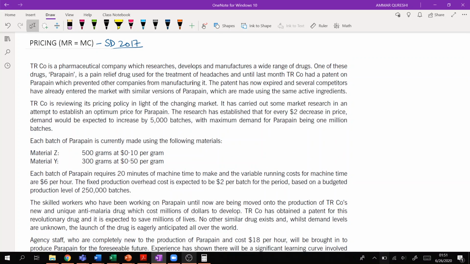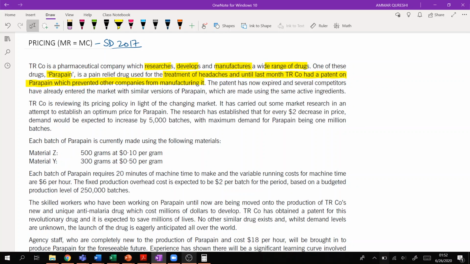Now, TR Company is a pharmaceutical company which researches, develops, and manufactures a wide range of drugs. Right. One of these drugs is paraffin. It is a pain relief drug which is used in the treatment of headache. And until last month, TR Company had a patent on paraffin which prevented other companies from manufacturing it, right? So we have kind of a monopoly, that we are the only firm who can manufacture this kind of product.